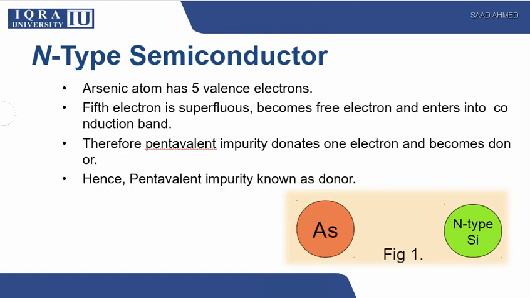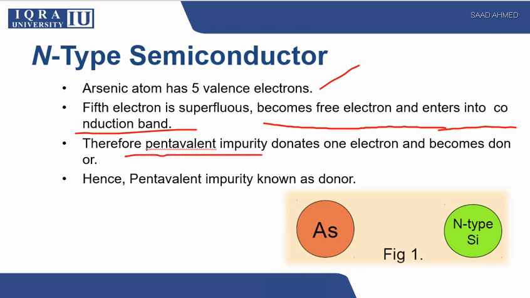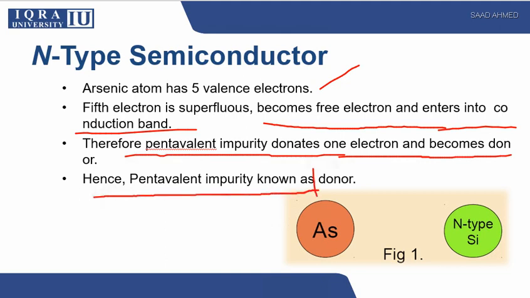Okay, arsenic has 5 valence electrons, we know it, and the fifth electron is superfluous, becomes a free electron and enters into the conduction band. Therefore the pentavalent impurity donates one electron and becomes a donor. Hence pentavalent impurity is also known as donor impurity.